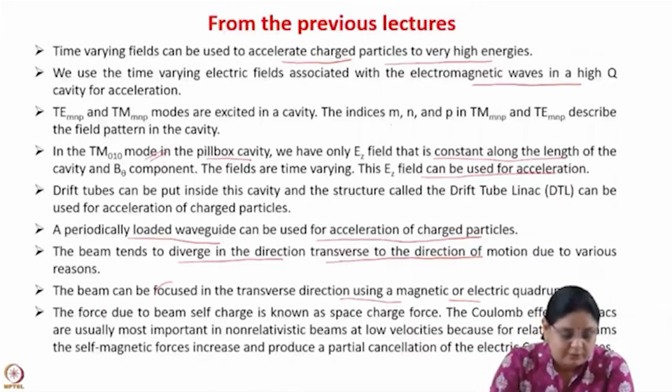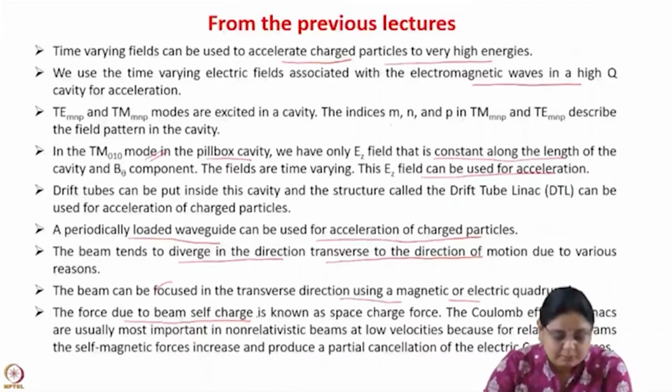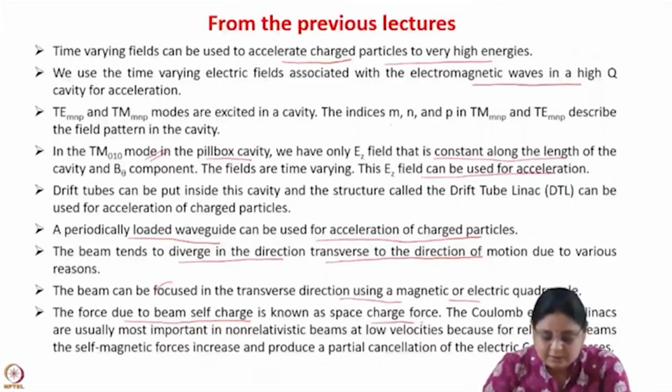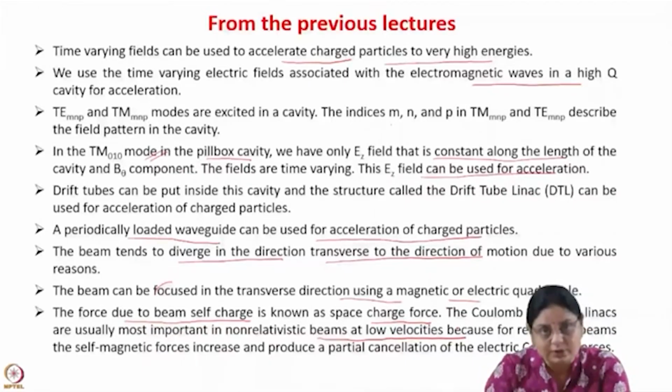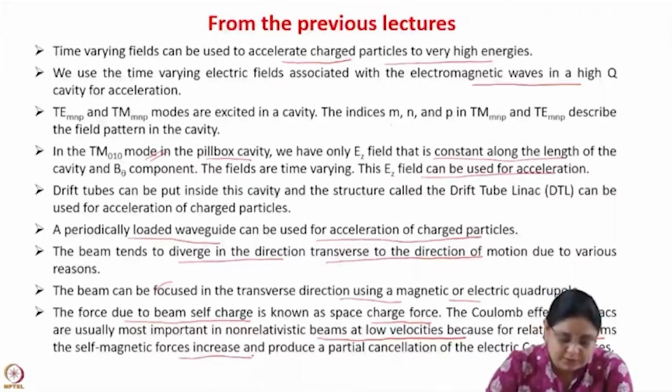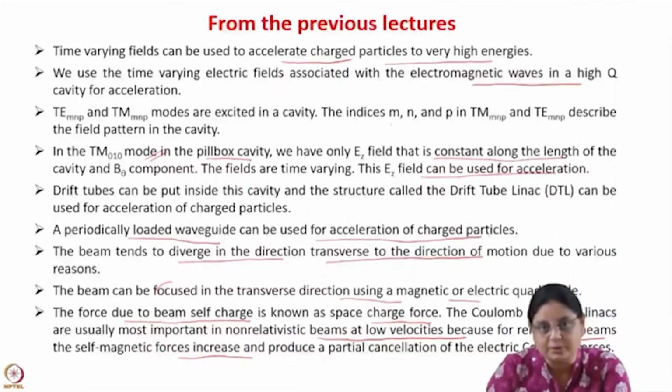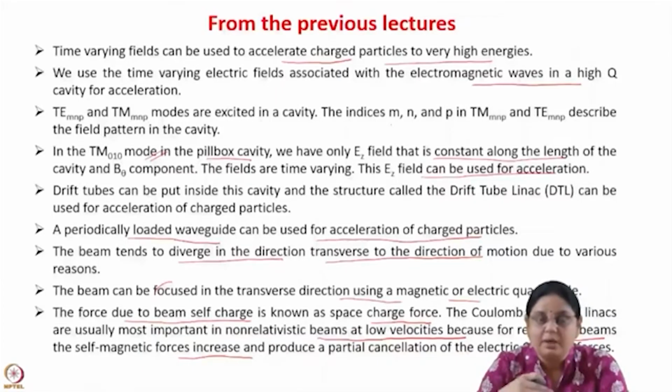Then we saw that the force due to the beam self-charge is known as space charge forces. The Coulomb effects in linacs are usually most important in non-relativistic beams at low velocities, because for relativistic beams, the self-magnetic forces increase and produce partial cancellation of the electric Coulomb forces. So having studied all this, now let us see the behavior of the beam in the longitudinal direction.